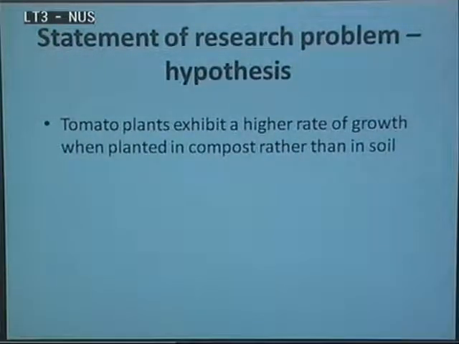Now, this is a hypothesis. Tomato plants exhibit a higher rate of growth when planted in compost rather than soil. That's a hypothesis, yeah? Some of you in the natural sciences and hard sciences, this is agriculture. I don't think it's agriculture in Singapore, is it? But anyway, you will find this is a hypothesis. But the question is, what is the significance of this? What is the use of this hypothesis? What is the use of testing this hypothesis?